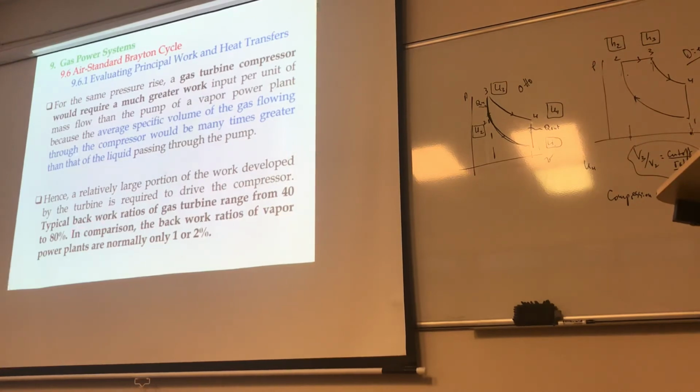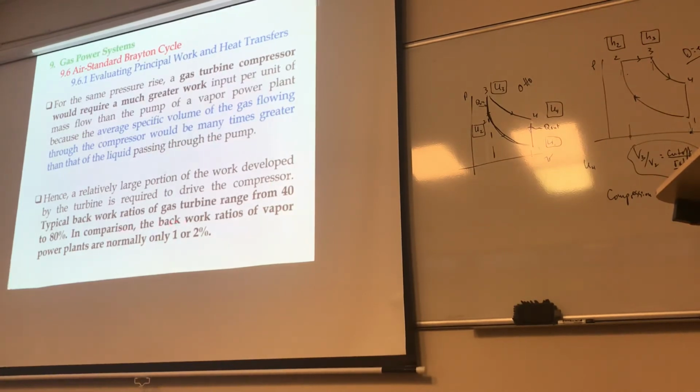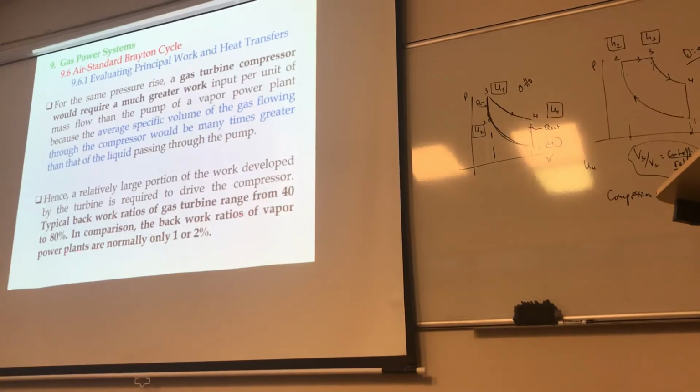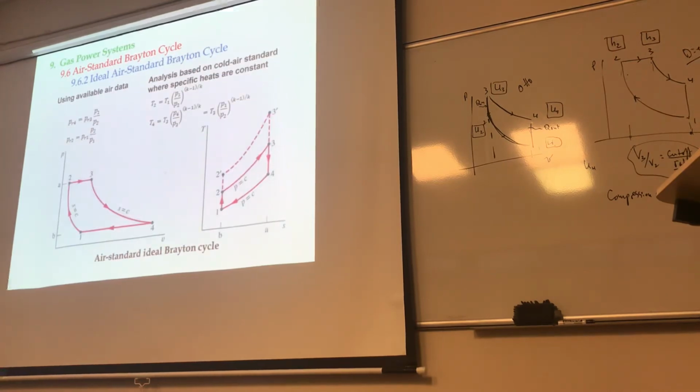Typical back work ratios of gas turbines range from 40 to 80%. I mean, the work on the compressor could be between 40 and 80% of the turbine work. Okay. In comparison, the back work ratios of vapor power plants usually are about 1 to 2%. So that's what it is. I mean, you get high power to weight ratio, but you lose a lot of things.